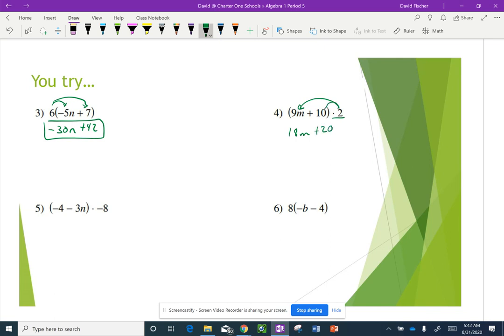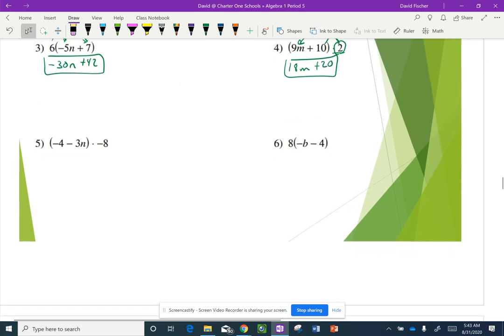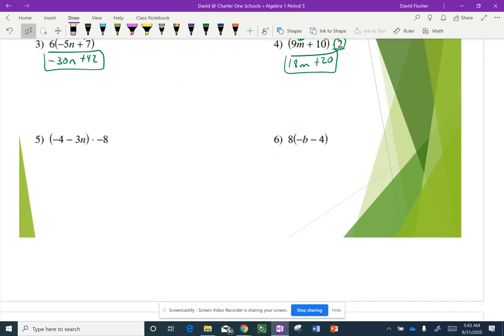Sometimes I will rewrite this problem because I'm used to working from right to left. And it doesn't matter in multiplication if you say 2 times 3, or you reverse them and say 3 times 2. You can reverse these. We're still going to get 6. We're still going to get 18m plus 20. So if you want to put this in the front, and we're rewriting a math problem anyhow, sometimes on sheets of paper when we're copying a problem out of a book or something, I'm going to do that with this one.